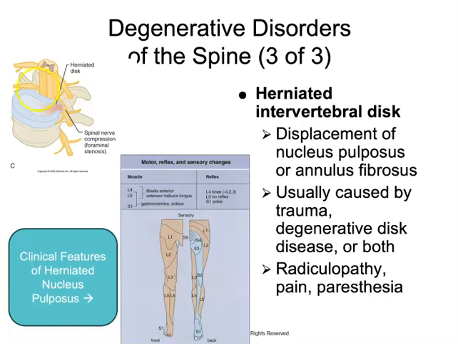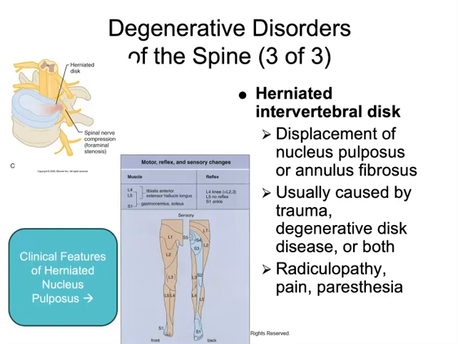Over time, our discs do start to lose water as we age, and that makes us less flexible and makes them more prone to injury. Even just minor movements could cause injury. One of the major consequences of this is radiculopathy, where the herniated material is compressing the spinal nerve, which then causes pain, tingling, numbness, and weakness. This is also called paresthesia, where it radiates down the affected nerve pathway.